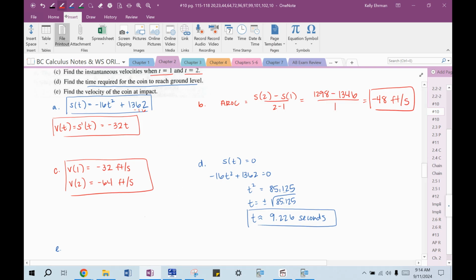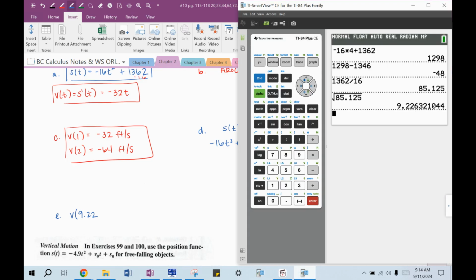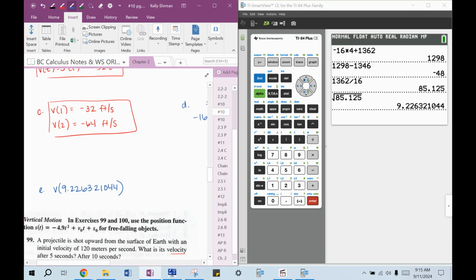And then find the velocity of the coin at the impact. So now that I know that impact happens at this time, this is asking for what's the velocity at that time. But just be careful. It might not make a difference in this problem because velocity is just linear, but get in the habit of keeping the unrounded number on your calculator screen so that you use the most accurate version in your calculations. We don't want answers to get thrown off just because we used a rounded answer in an equation and then rounded again. So the equation is negative 32 times the time. So I'm just going to, on my screen, say times negative 32.